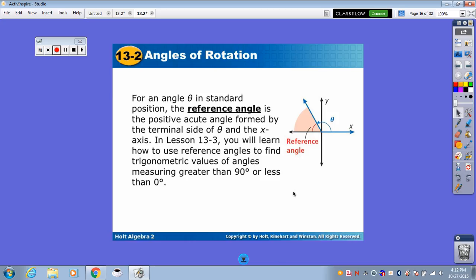Later on, we're going to talk about using reference angles for angles that measure greater than 90 degrees or less than 0.